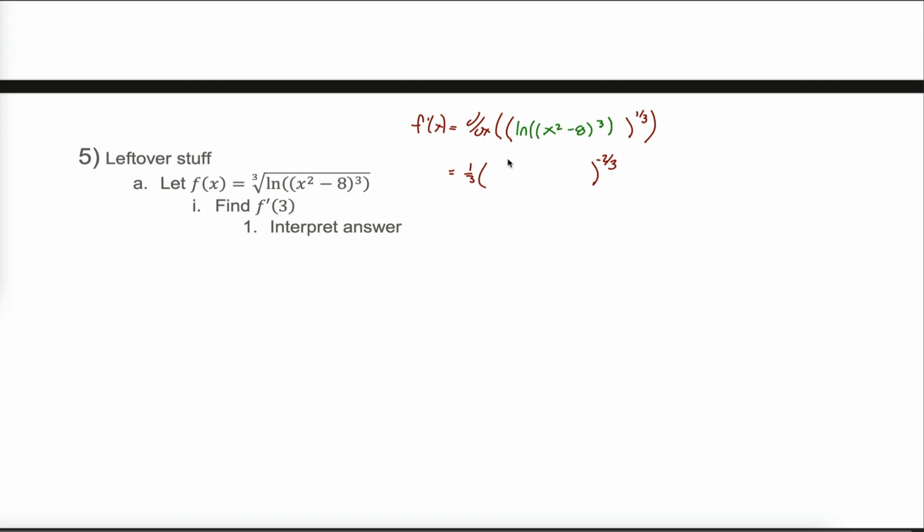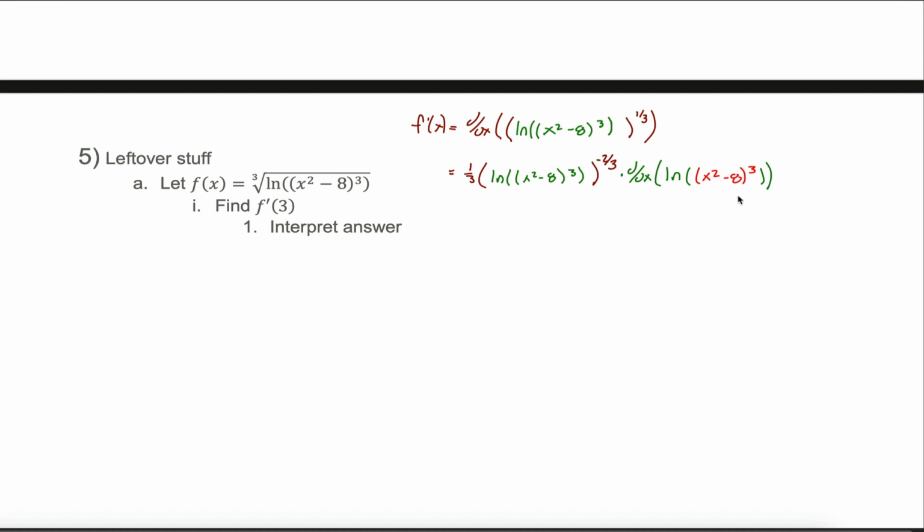Don't be intimidated by all this stuff. For now, I'm just leaving it alone. The natural log of x squared minus 8 to the third power. But as hopefully you know, we're not done at this point. We still have to multiply by the derivative of all that stuff. The derivative of the natural log of x squared minus 8 raised up to the third power. But really, don't worry about that mess right now.